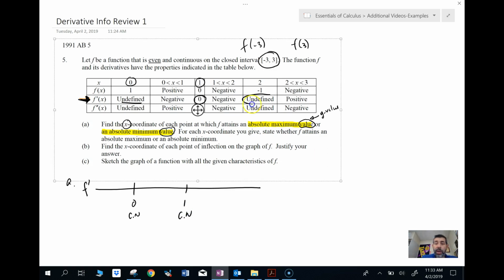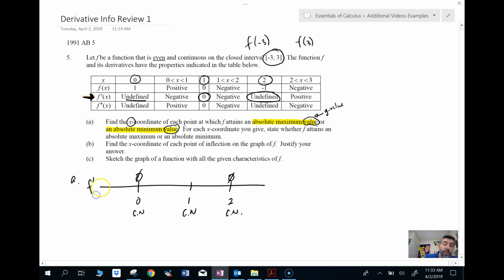And then it's also undefined at 2. So anywhere where I have an undefined, I'm just going to put an undefined here. Anywhere I have undefined or 0 for my derivative, I'm going to have a possible critical number. So now I'm going to check within those intervals. I'm going to block this off at -3 and +3 because that's my closed interval. So I'm going to check within these intervals whether my derivative is positive or negative.